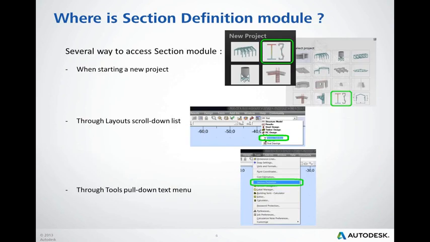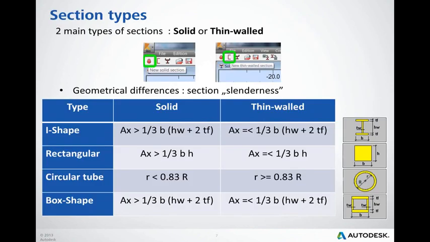There are several ways to access section definition module: while starting Robot by selecting marked icons, while in model space through layout system, and from the pull-down text menu. It is possible to calculate properties for two types of sections, solid and thin-walled. Before starting of section shape creation, it's required to select section type by clicking on appropriate button.